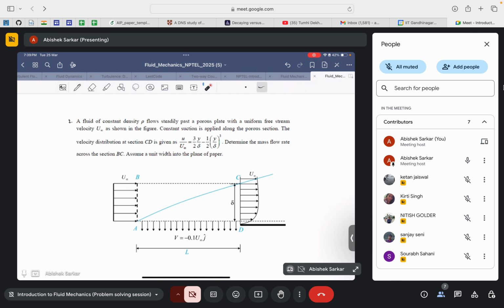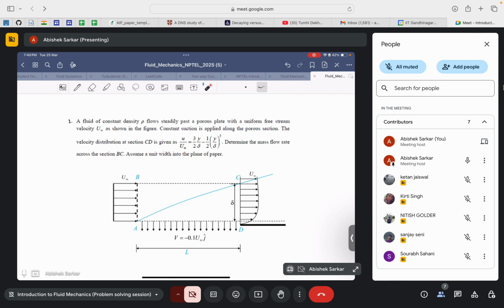A fluid of constant density rho flows steadily past a porous plate with a uniform free stream velocity u infinity, as shown in the figure. Constant suction is applied along the porous section, which is given here. The velocity at this edge of the control surface is given by v equal to minus 0.1 u infinity, in the negative y direction, given by j cap.